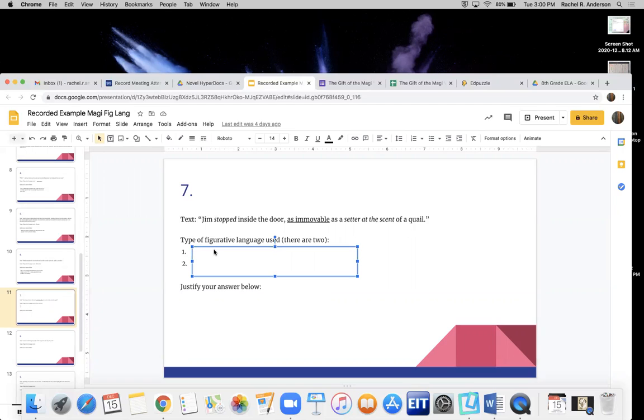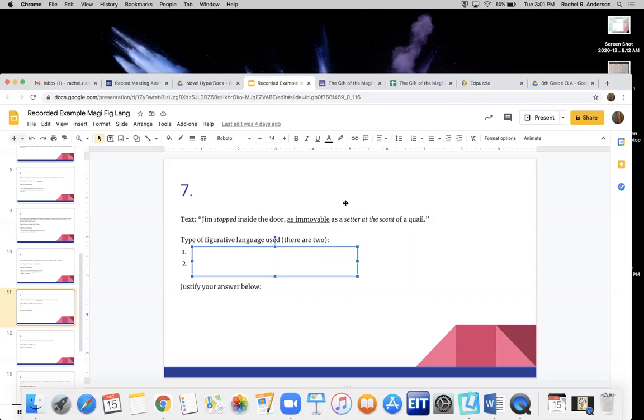So number 7, the text example says, Jim stopped inside the door as immovable as a setter at the scent of a quail. So our first, there's 2 different ones here. Number 7 is a little tricky. There's 2 different types of figurative language used. So the first one is italicized. So stopped, setter, scent. And just so you know, a setter is a type of a dog. It's usually called an Irish setter, and it's a hunting dog. So that's what they're talking about here.